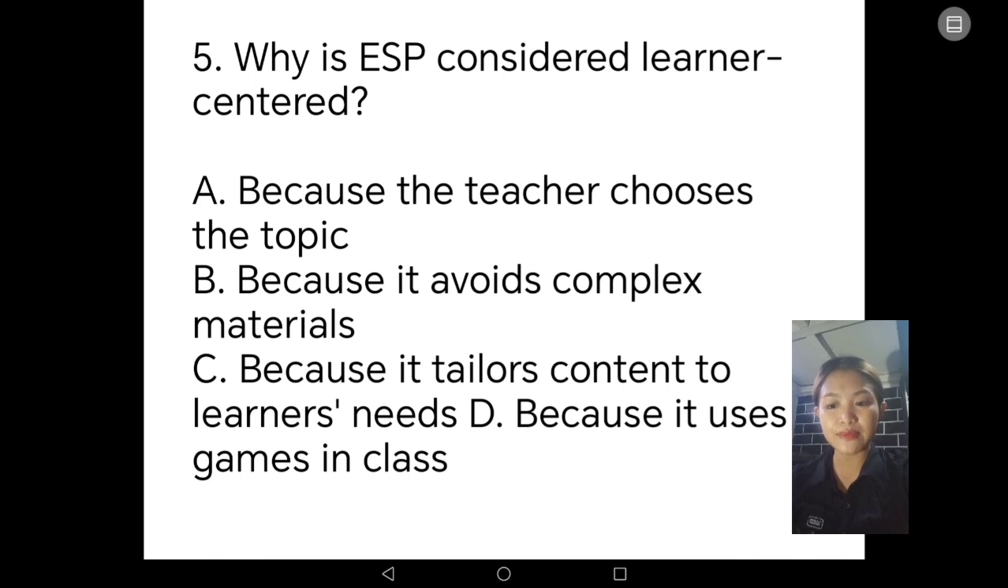Number 5. Why is ESP considered learner-centered? A. Because the teacher chooses the topic. B. Because it avoids complex materials. C. Because it tailors content to learners' needs. Or D. Because it uses games in class.